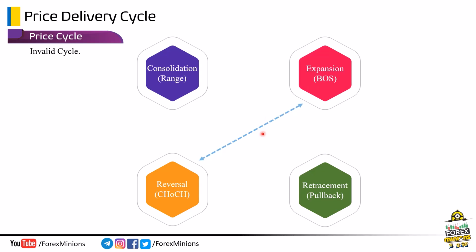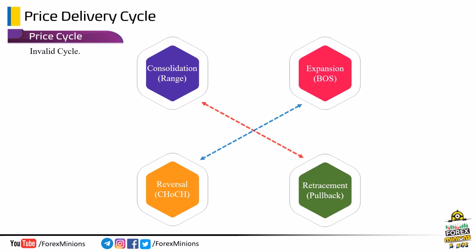Please note some abnormality can be seen, but price has to follow the cycle and we will only anticipate the market in the cycle. Similarly, the market cannot go to retracement after consolidation, and after retracement, the market cannot directly go to consolidation. I hope this makes sense to you.